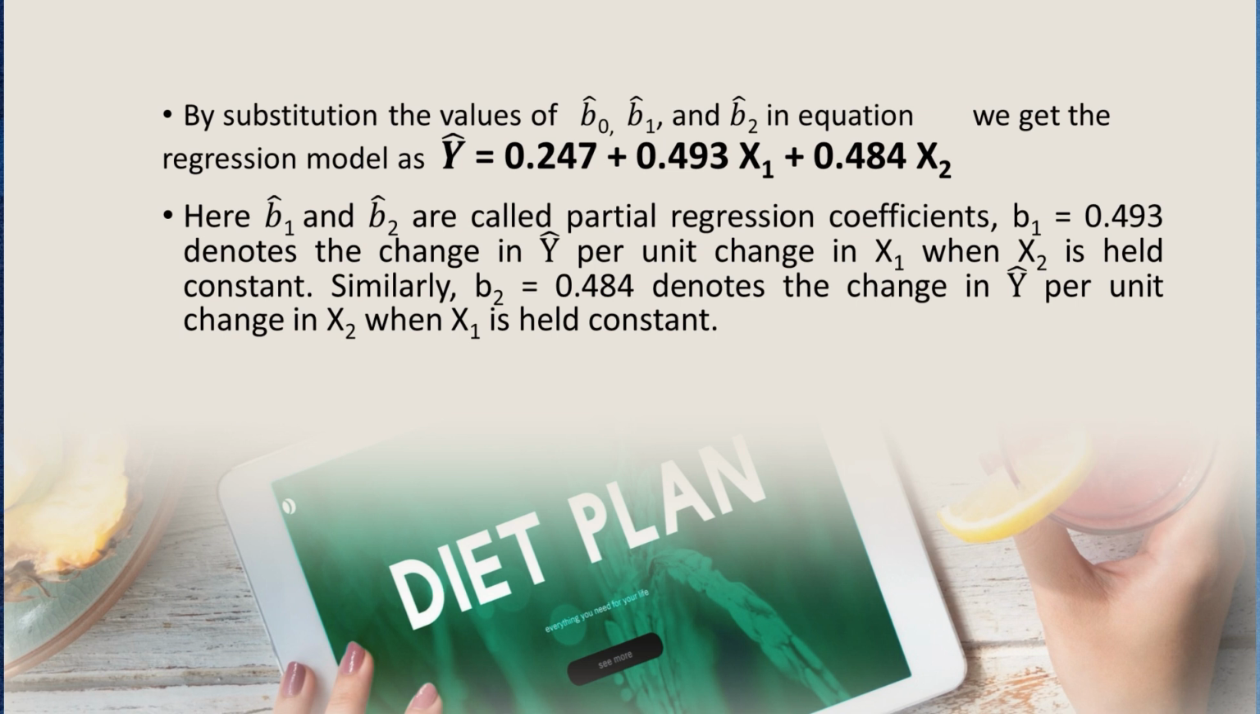B1 value we have estimated as 0.493 and it denotes the change in y per unit change in x1 when x2 is held constant. Similarly, B2 is estimated as 0.484, denotes the change in y per unit change in x2 when x1 is held constant.